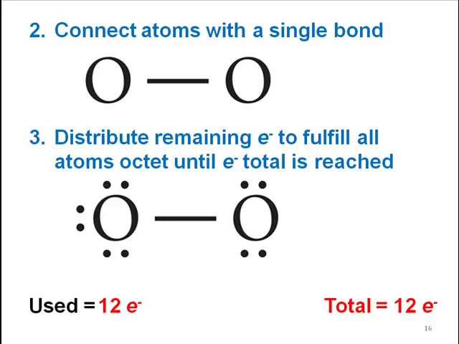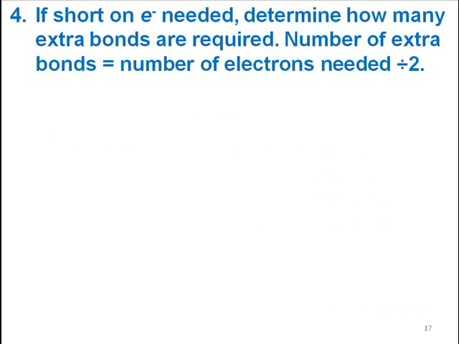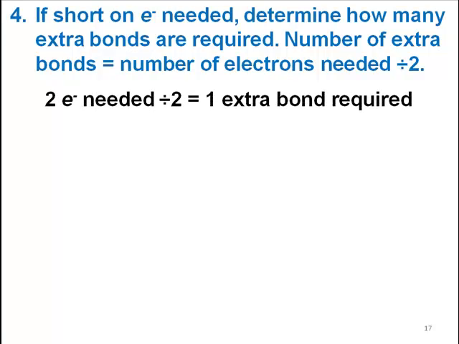Now we got a little problem. Do they all fulfill the octet rule? No, this one's happy. Yay, I got 8. This one's like, I got gypped. I got 6. All right? So, they're not sharing enough electrons. If you're short on the electrons that are needed, determine how many extra bonds are required. Number of extra bonds equals number of electrons needed divided by 2. Oh, that makes it easy. So 2 electrons are needed, divided by 2, that means 1 extra bond is required.